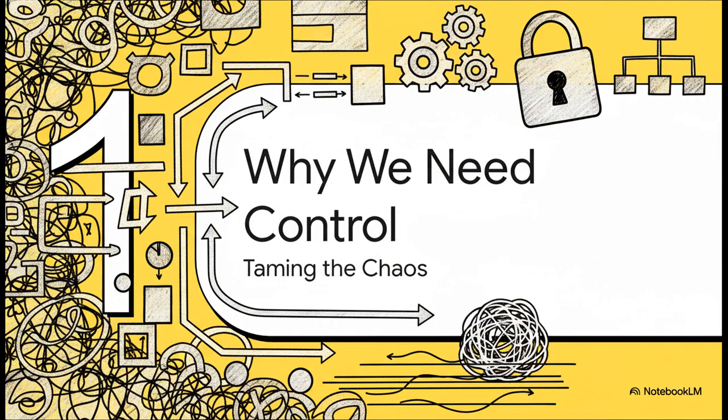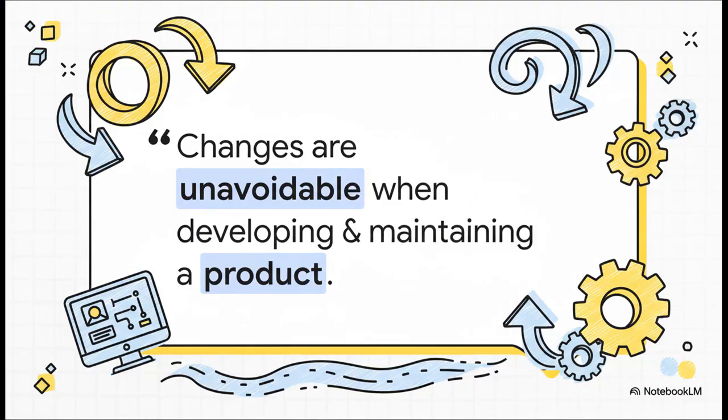So, first things first, why do we even need a process like this? To put it simply, it's all about bringing some order to what could very easily become total chaos. And that right there, that's the fundamental truth of any software project. It doesn't matter if it's a new request from a user, a bug that pops up during testing, or even a big shift in business goals. Change is pretty much the only constant. So you can't stop it, you just have to get really good at managing it.